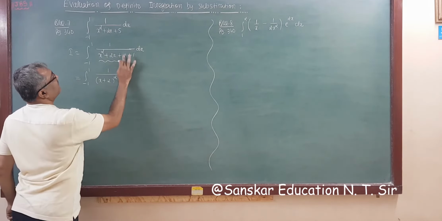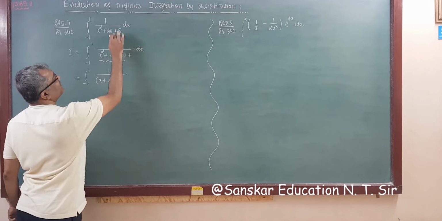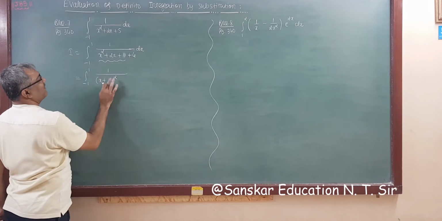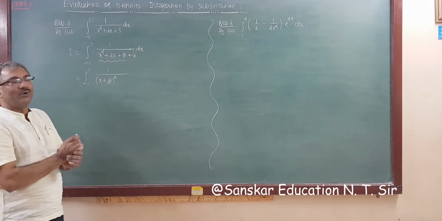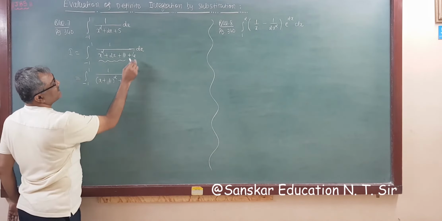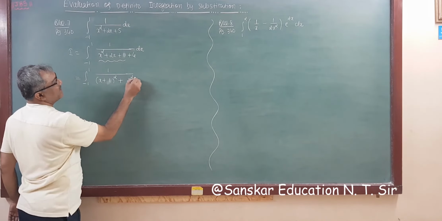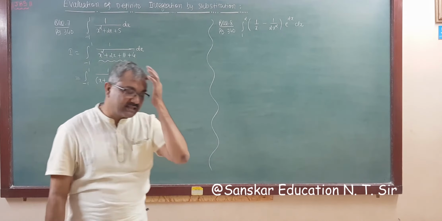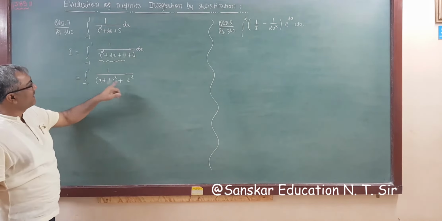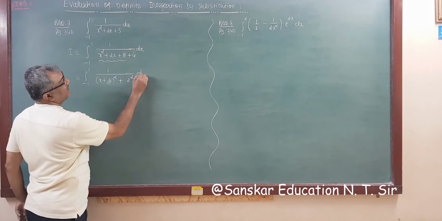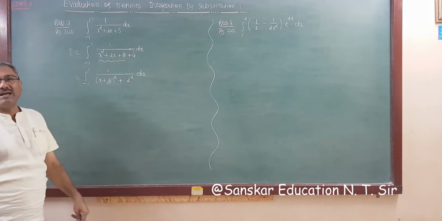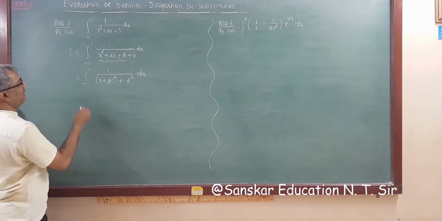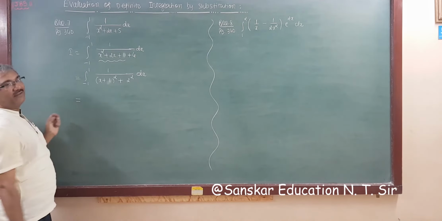x plus 1 required, here is 2, so 1 plus 4 required, so this is x plus 1 whole square, right? Plus 4 square, that is 2 square, right? So this is a perfect square of x plus 1 whole square plus 2 square, that is formula 1 upon x square plus a square, formula of 1 upon x square plus a square, right? So that is the tan inverse formula.